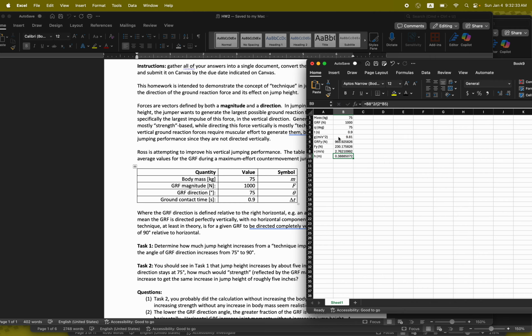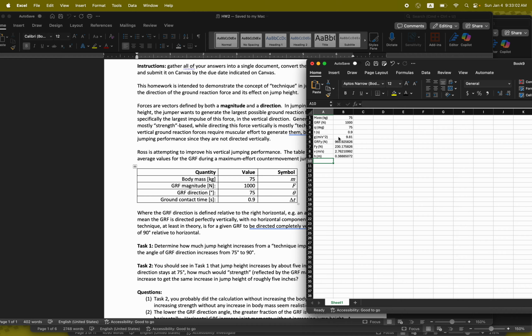That gets me my height in meters that I got above the ground when I left the ground. Metric system is what we use in science. 0.38, 0.39 meters. Usually we have an easier time thinking about inches. Like a 40-inch vertical jump. That's a really good vertical jump. A 20-inch vertical jump for like an average person. That's pretty good. Most of us probably can't jump 40 inches unless we're a really good athlete.